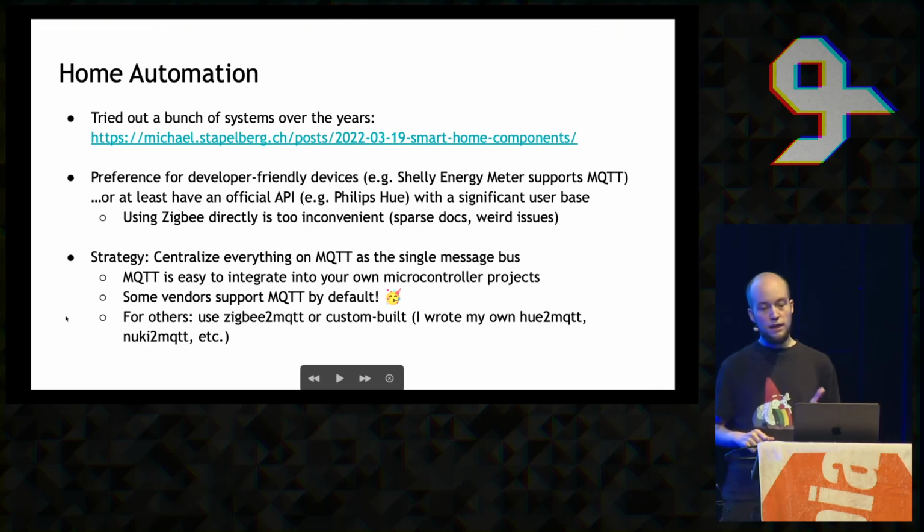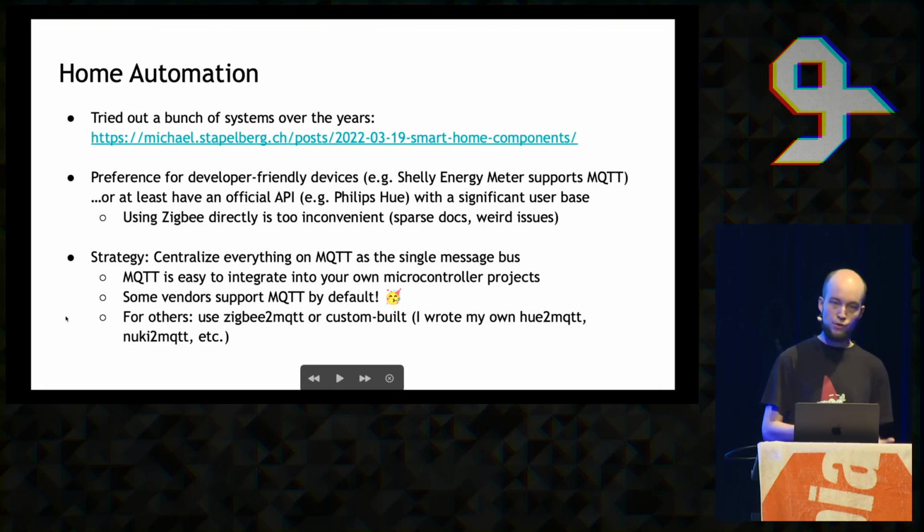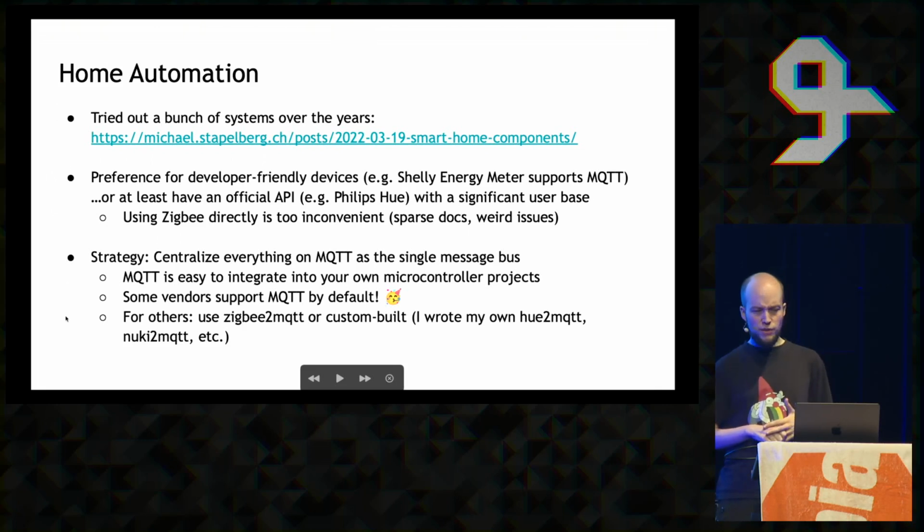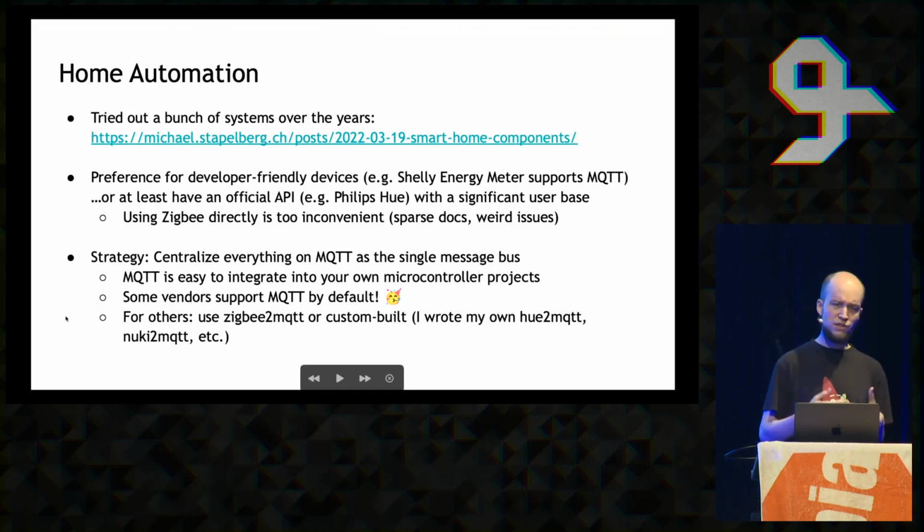Similarly, if I can't get a device that is that developer-friendly, I will at least use a device that has an official API and a significant user base and is well supported in the community, such as Philips Hue for my lights. I tried using Zigbee directly, but that turned out to be too inconvenient. It's so under-documented and you run into weird issues and it's just not fun at all.